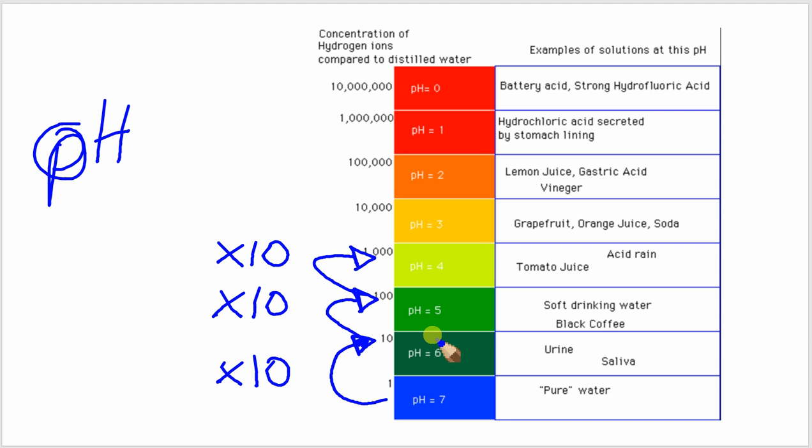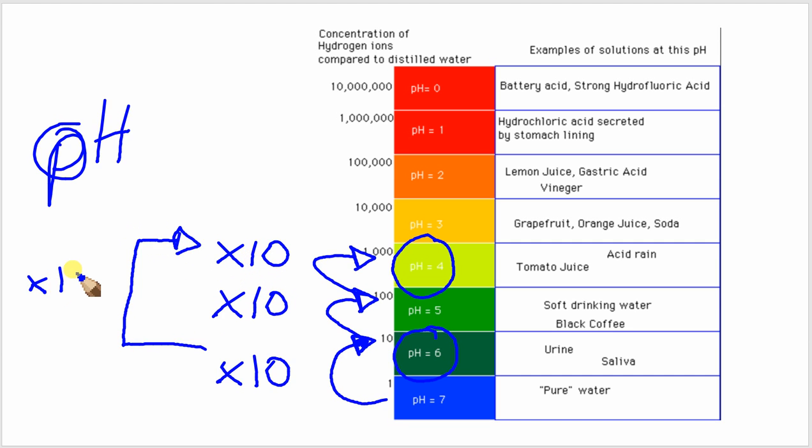What you could do is you could say, well, we've got a pH 6 here, a pH 4 here. If we compare these two, 10 times 10 is 100. So by moving from pH 6 to pH 4, the concentration of hydrogen ions has increased 100 times. So that's what we mean when we're talking about the power of hydrogen.